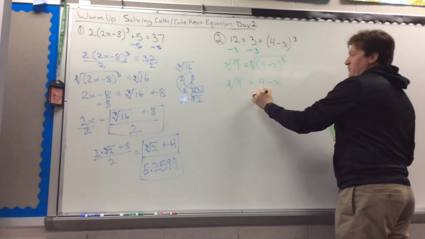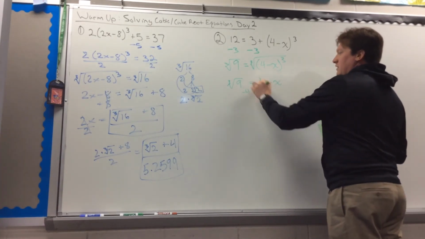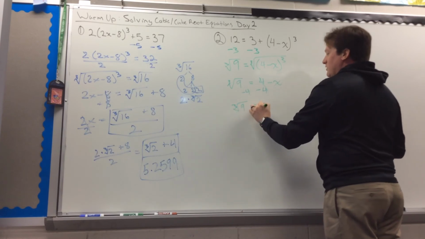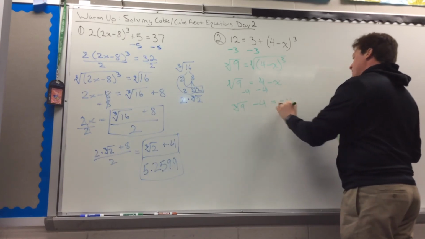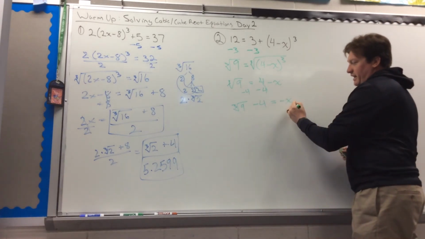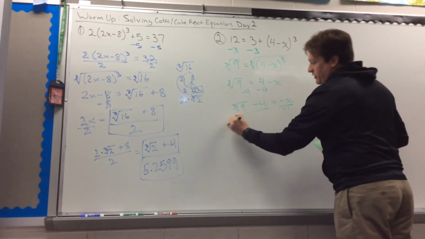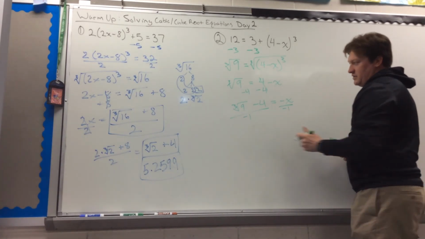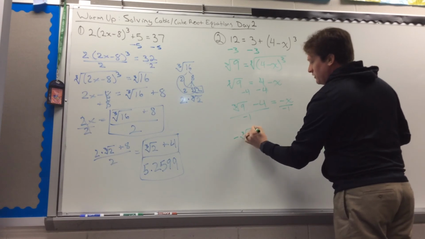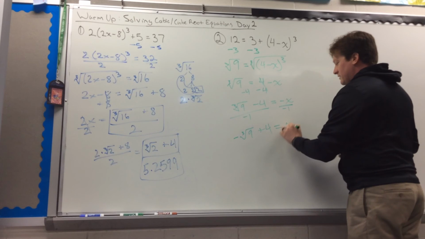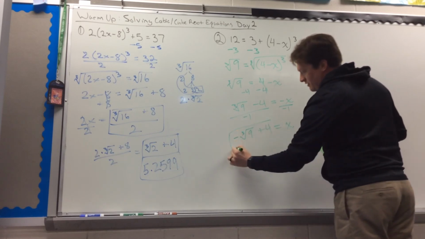We're going to subtract 4 on both sides. That's going to give me the cube root of 9 minus 4 is equal to negative x. What most people will have problems with here is they'll forget to divide by a negative. When you divide the whole thing by a negative, it switches all the signs. So now I'm looking at the exact answer of negative cube root of 9 plus 4 is equal to x. This is the exact answer.